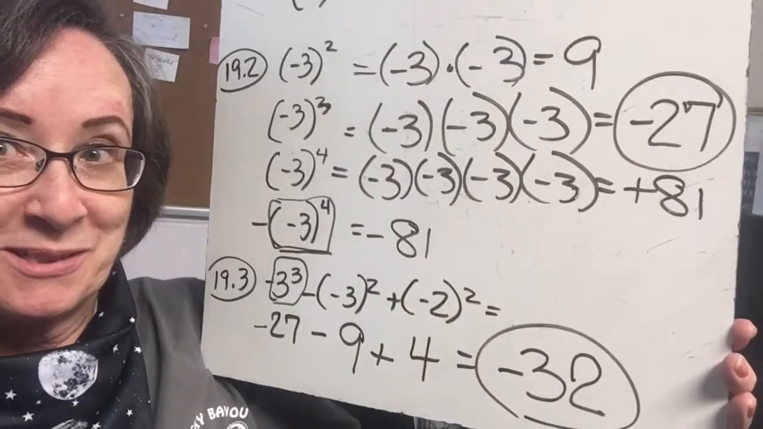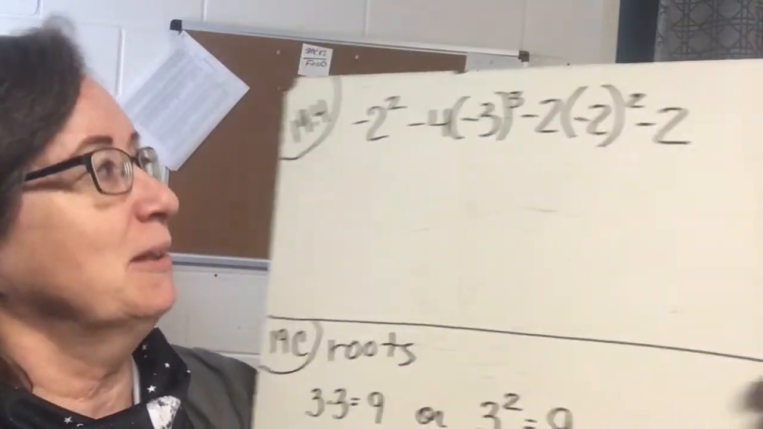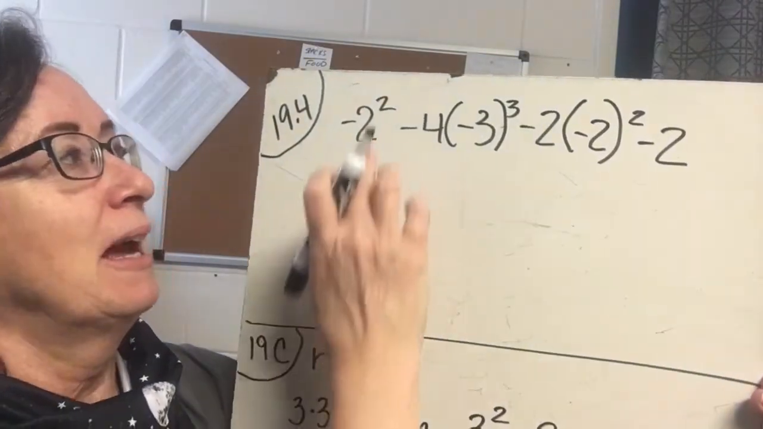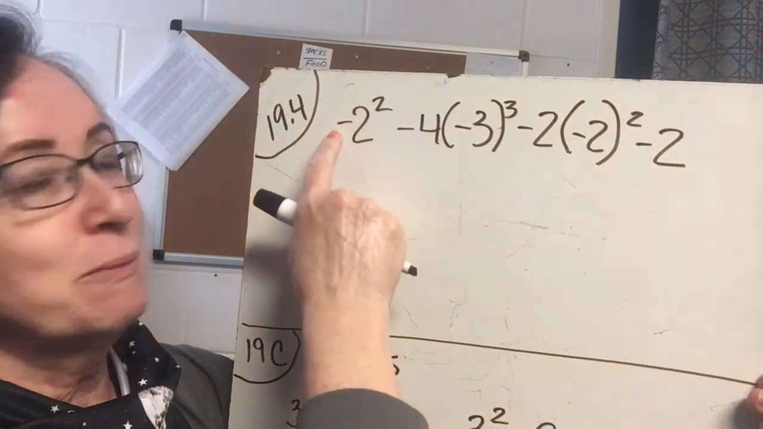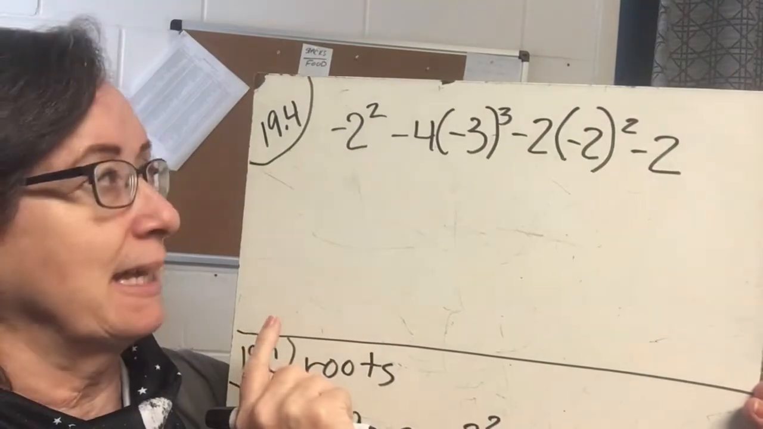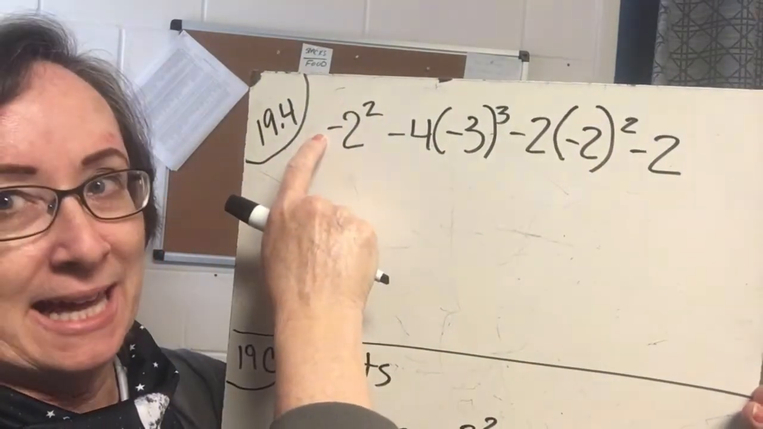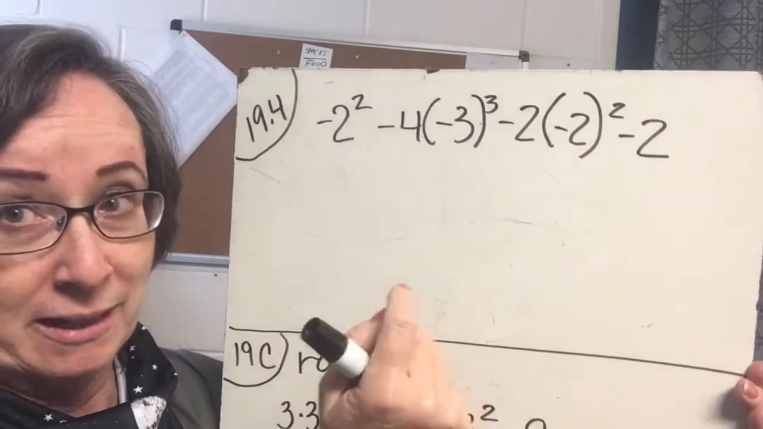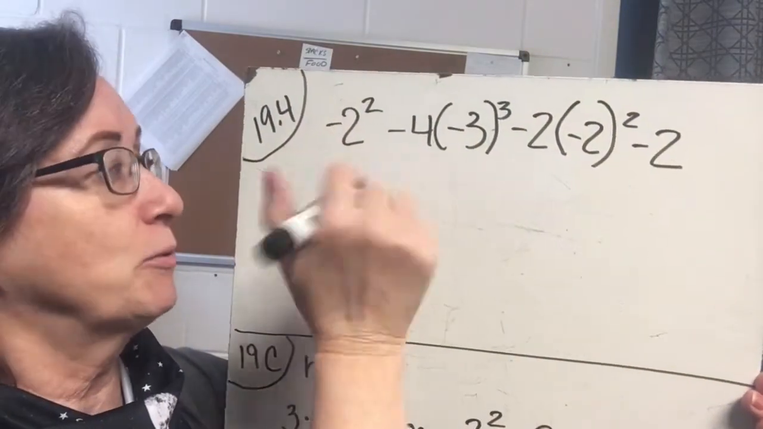More examples to follow. Okay, so here is 19.4 example, and we've got this long expression that has some powers in it that we're going to have to work on. So this one, remember the negative is not connected to the 2. There's no parenthesis. So we're going to do the 2 squared first, and then we're going to say that's the opposite of the 2 squared. Well, 2 squared is 2 times 2, which is 4. The opposite of 4 is negative 4.